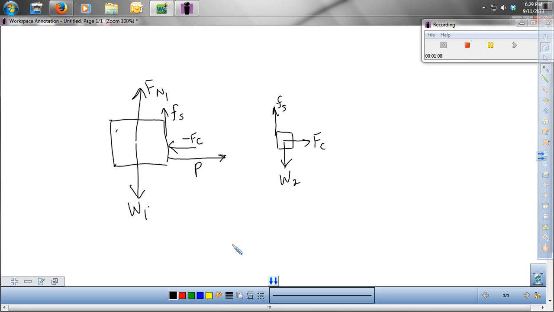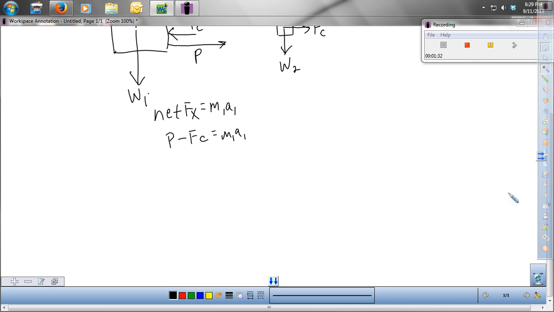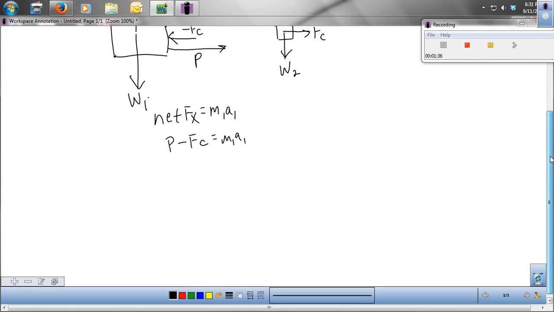Okay. Then I said, well, I'm going to look at the large cube, and I have net F equals ma, but the only force I'm worried about is on the x-axis, because these two are going to cancel each other out. And then I have the push minus the force of contact is equal to m1a1. Let's go back up here.